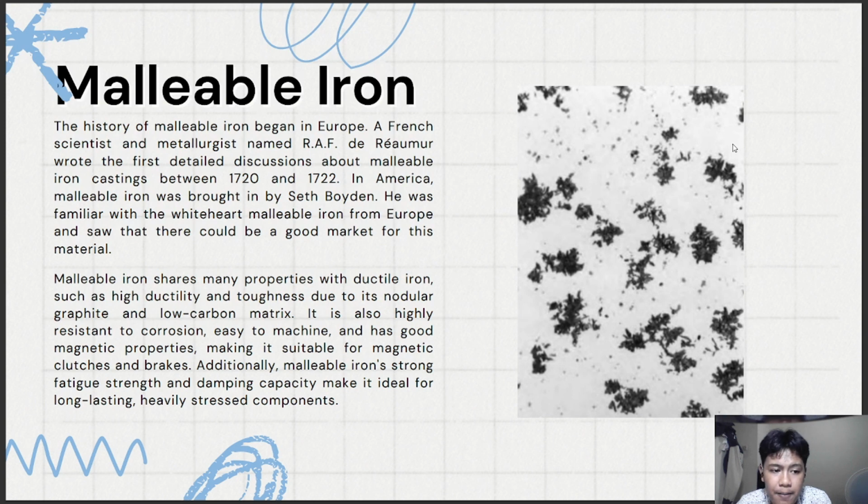Malleable iron shares many properties with ductile iron, such as high ductility and toughness due to its nodular graphite and low carbon matrix. It is also highly resistant to corrosion, easy to machine, and has good magnetic properties, making it suitable for magnetic clutches and brakes. Additionally, malleable iron's strong fatigue strength and damping capacity make it ideal for long-lasting, heavily stressed components.